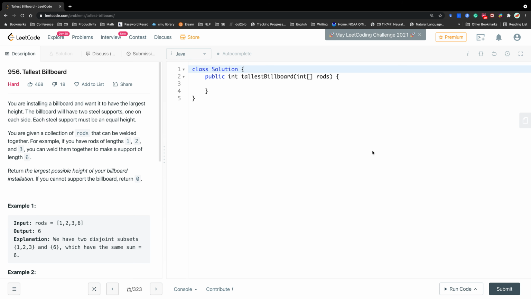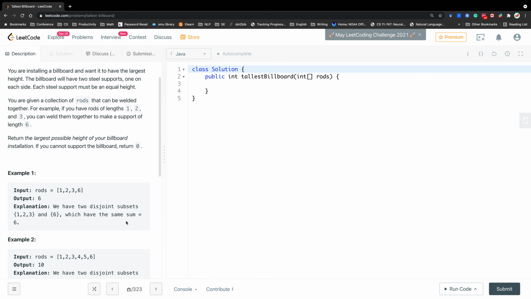Hello friends, today let's resolve the tallest billboard problem. Previously we solved it via depth search, but currently it will cause time limit exceeded. So today we will solve it with dynamic programming. So let's recall what the question is about.